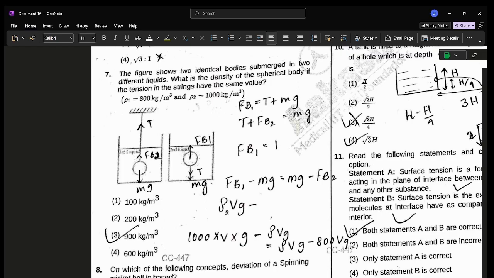So it's rho g. Assuming these are identical bodies submerged into different liquids, we don't know if the volume of the liquid is the same. The density is different, but we don't know about the situation of volume. So that was one doubt I had. But if I do not consider that and do rho g, I get the answer of density of body, which is 900.